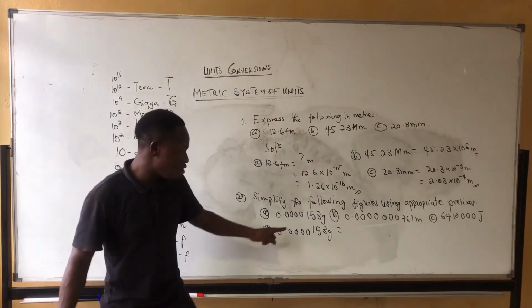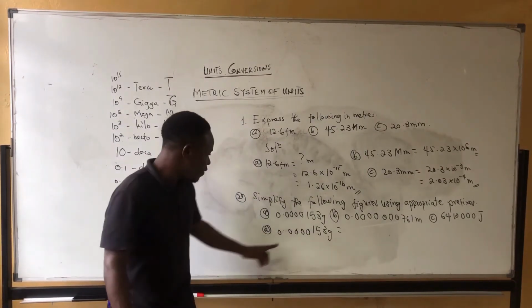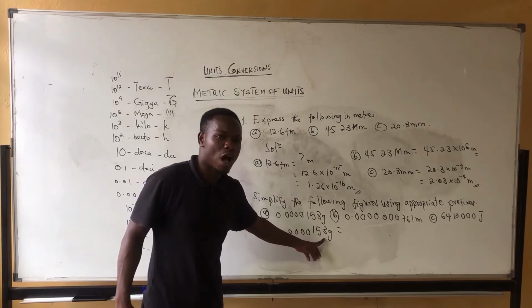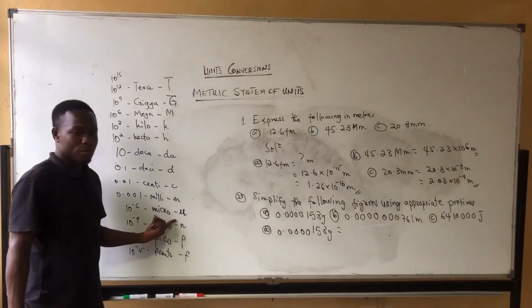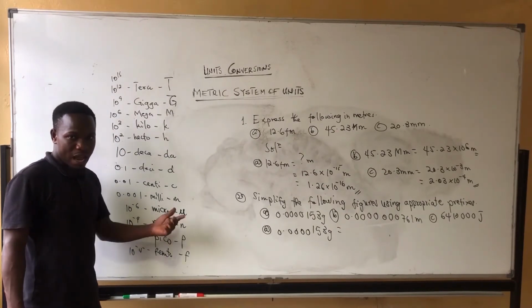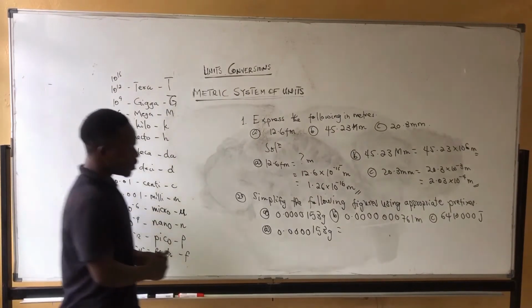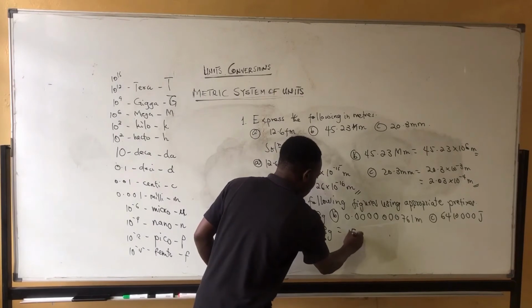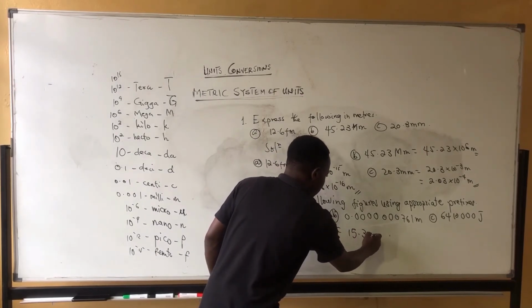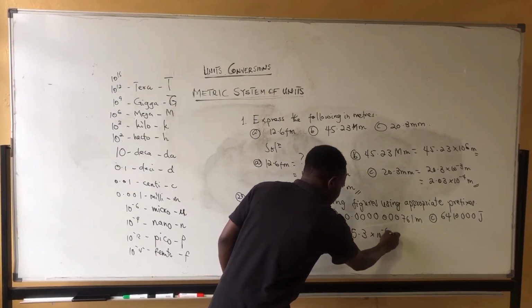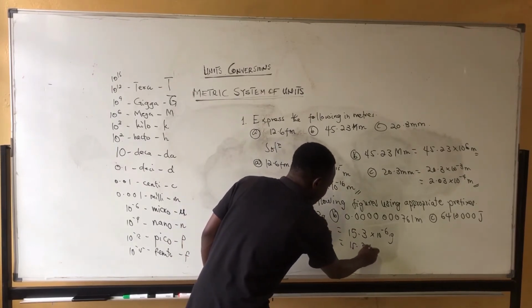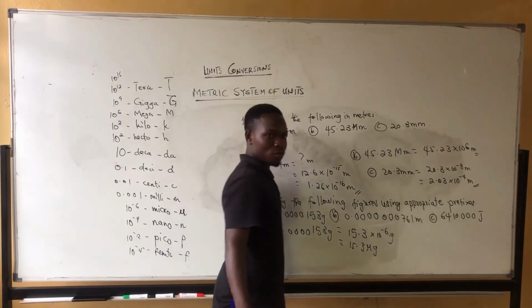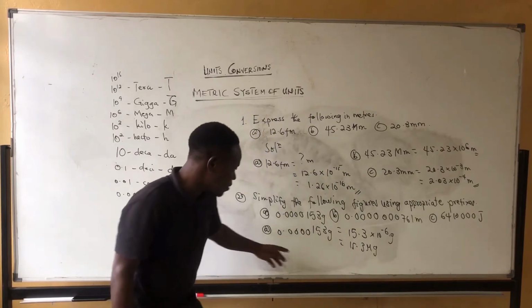So what I will do is shift it a bit. Instead of putting my decimal point there, I'll put it here. So I will get 10 to the power negative 6, and then I will find an appropriate prefix, which is micro. Then I can write it in micrograms. So this is 15.3 times 10 to the power negative 6 grams, and this is equal to 15.3 micrograms. So I've expressed this using prefixes.